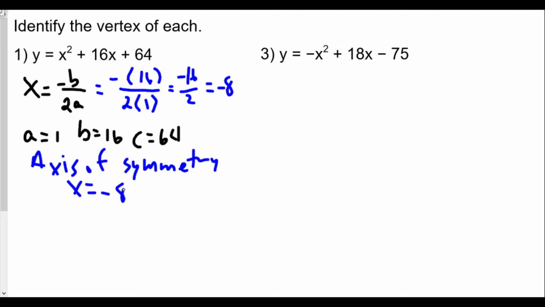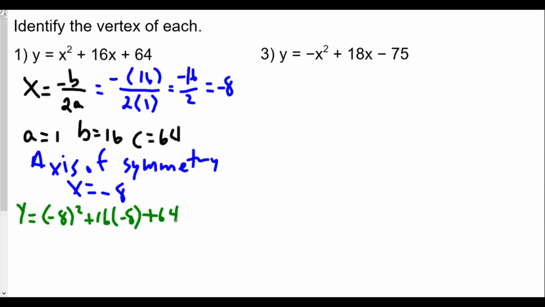Now, that's the first part. So you want to first find the axis of symmetry, and then once we find the axis of symmetry value, which is the x value, we're going to plug this back into our function to find the maximum value for y. So y is equal to negative 8 squared plus 16 times negative 8 plus 64.